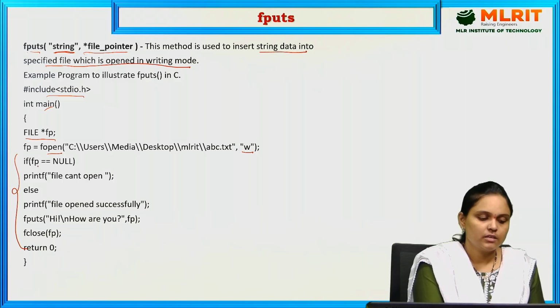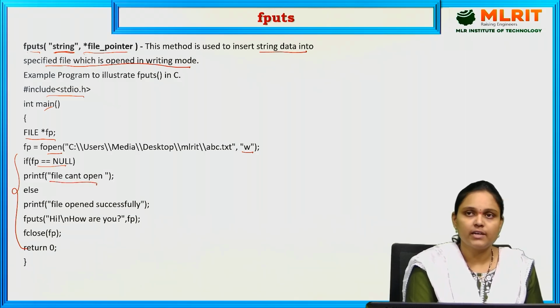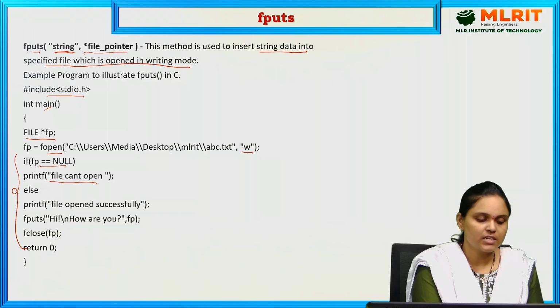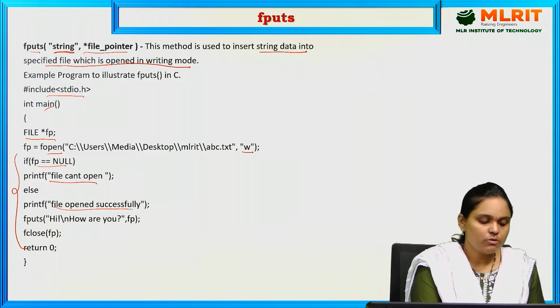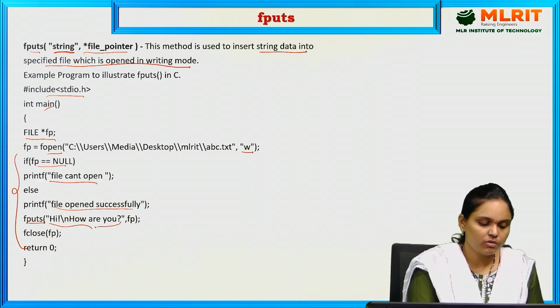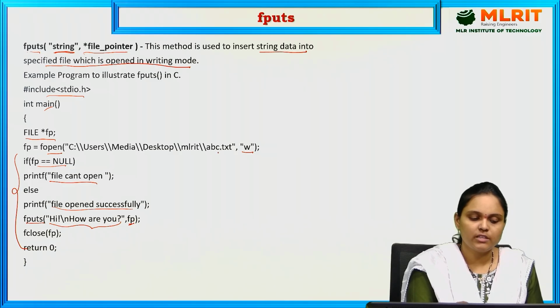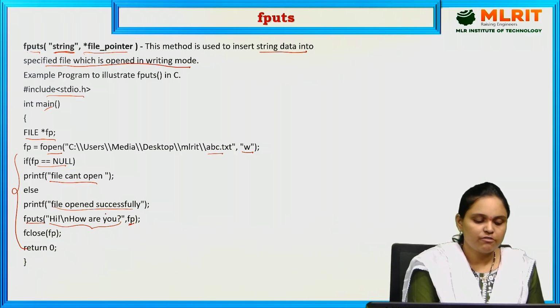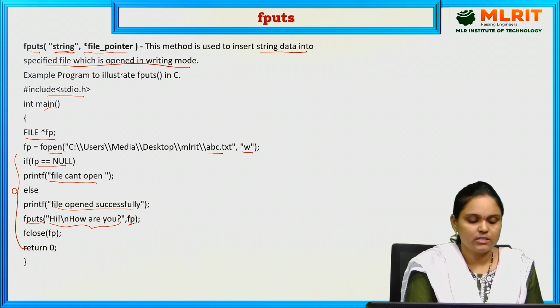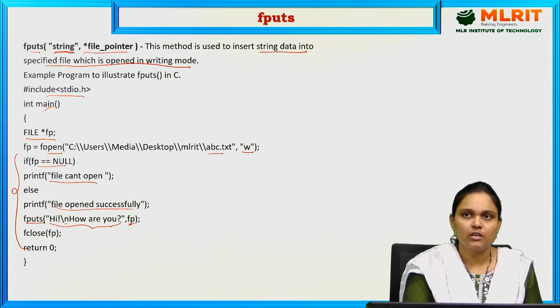And the next, if fp is equal to NULL, we are telling the file cannot open, and else if this condition is false, then it is telling file opened successfully. And next, by using this fputs function, we are writing this particular string in this fp. In the fp we will have the file address. So in this particular fp, these characters will be written: hi \n. \n is nothing but it will come in the next line, and how are you will come in the next line of that particular file.